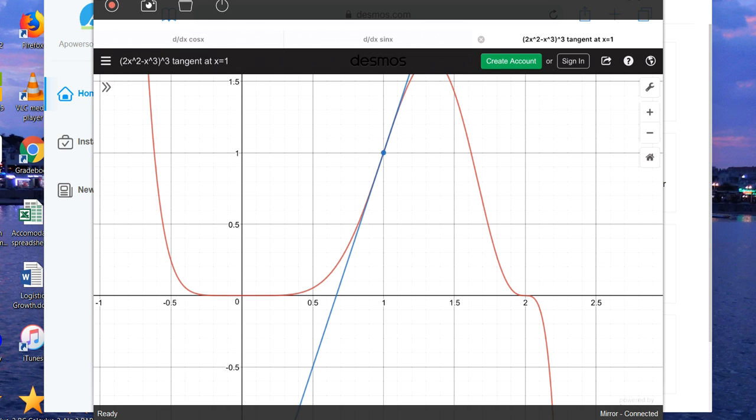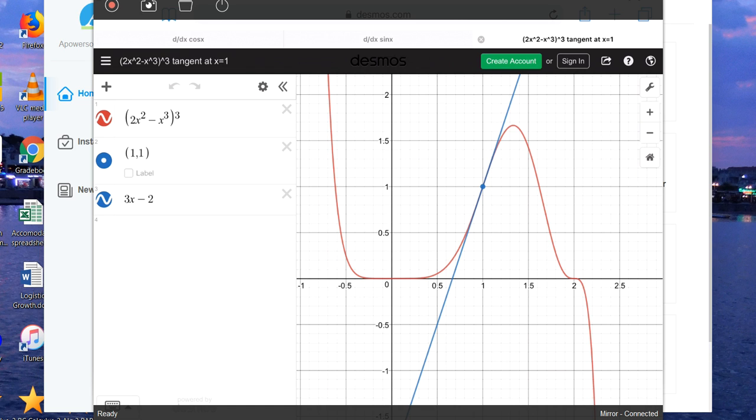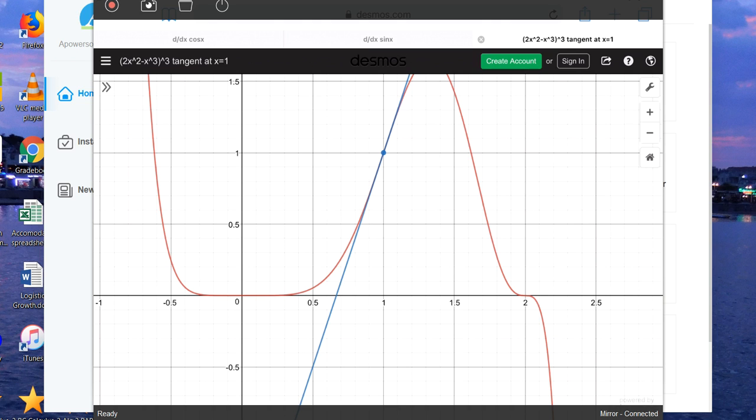All right, so just so we can get a visual of this, this is what is happening on that particular graph. You've got x value up here at 1, 1. That's your coordinate for your tangent. The red is your function that we had, and this is our equation of our tangent line, 3x minus 2, which is just the slope-intercept form of the equation that we found. So we can see that the tangent is valid at that particular point.